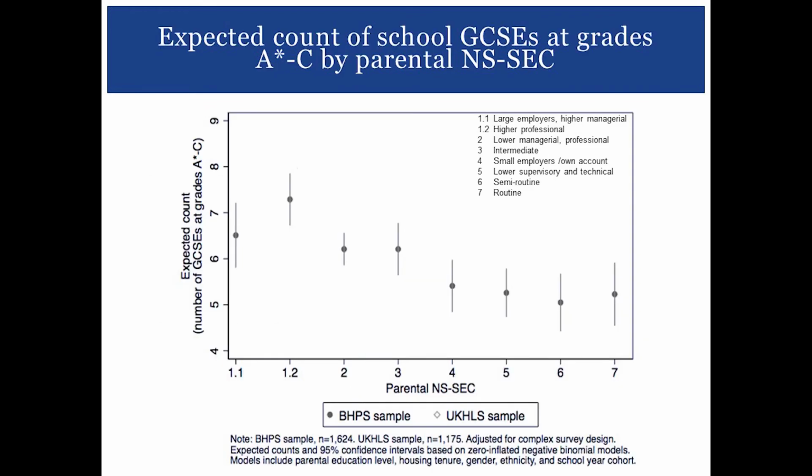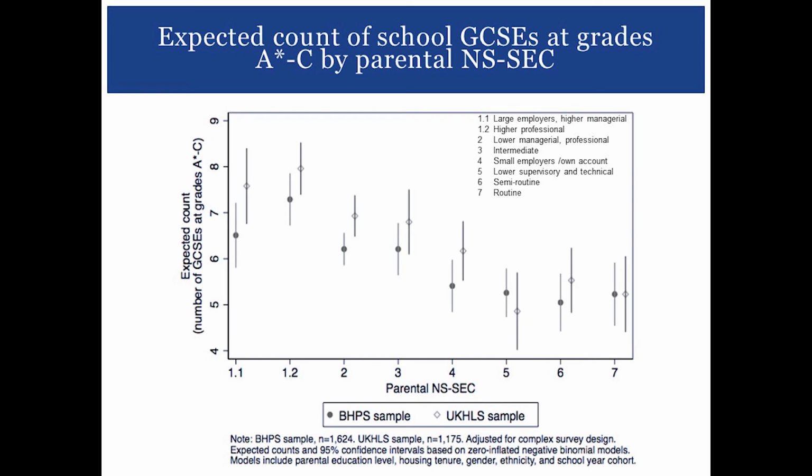So if I present this graphically, this is now the expected number of GCSEs at grades A star to C, and it's based on the second part of the model. So these are the expected numbers given that the young person has achieved at least 1 A star to C. And again, we see this really clear, really familiar social class gradient where those in NS-SEC 1.2 in particular are expected to achieve much higher numbers of A star to Cs than those in less advantaged positions.